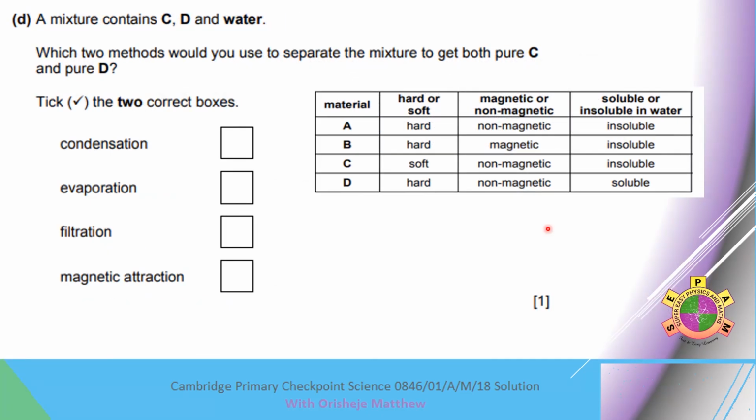A mixture of C, D and water. C is insoluble. D is non-magnetic, insoluble, and then water. So if you have an insoluble and a soluble part, to remove the insoluble part, that is C, you use filtration, and then for the soluble part you use evaporation. So you have evaporation and filtration.